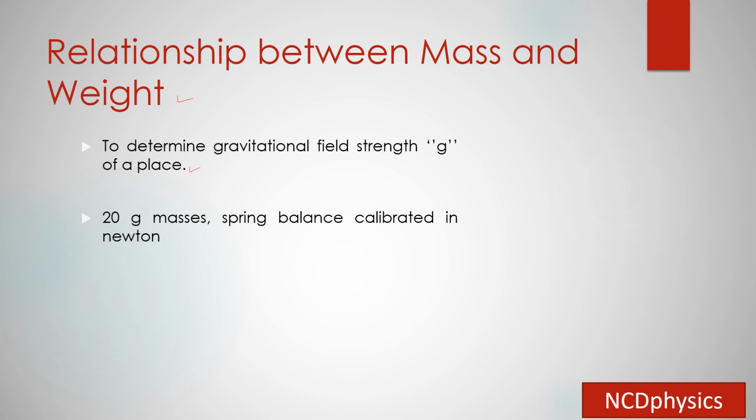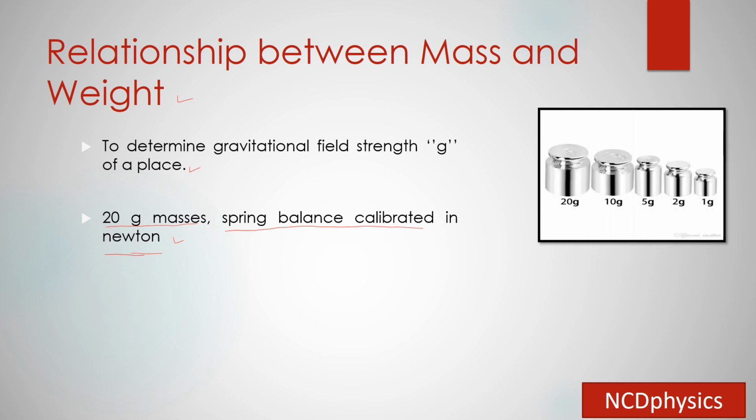To determine the gravitational field strength of a place, we use some standard masses of 20 grams, and we will use a spring balance calibrated in Newton. This is the experiment we are going to do in this video. So we use standard masses of 20 grams and a spring balance. Let's see how we will do it.